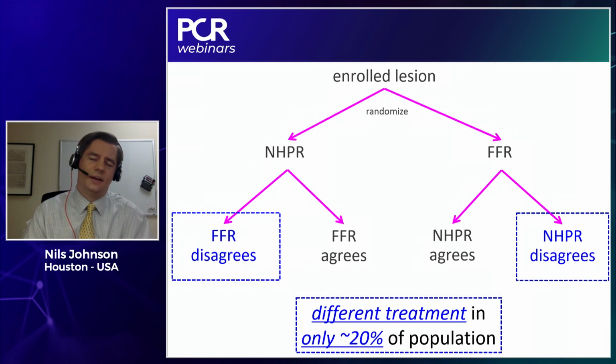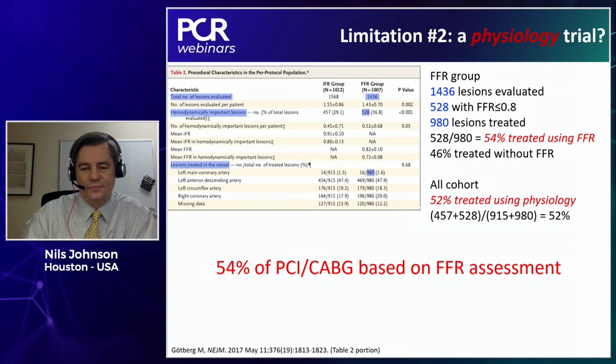What it means is that the place we needed to focus our attention is on the disagreements, the cases where one metric said one thing and the other one disagreed with it. That's the type of population that we need to understand, but that's not the trial design that was employed in these studies. The second major issue is that although these were called physiology trials, as you can see from digging into how many lesions underwent physiologic evaluation and how many lesions were actually treated with PCI or bypass, you can see that it was just a slim majority of lesions that underwent revascularization based on FFR assessment.